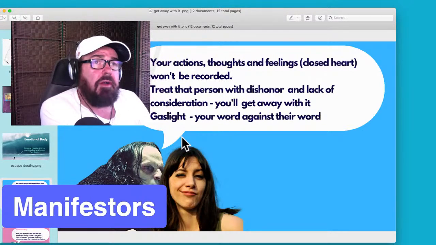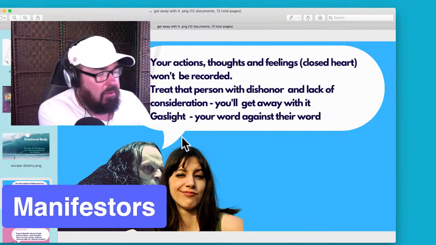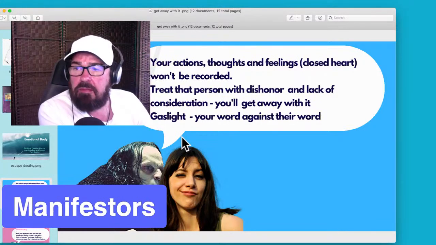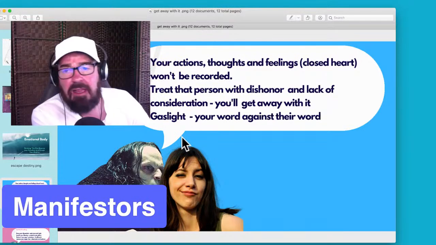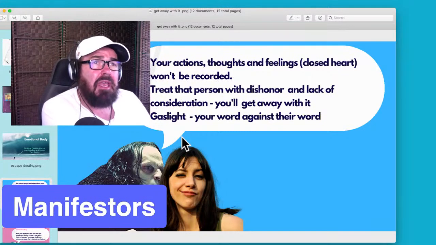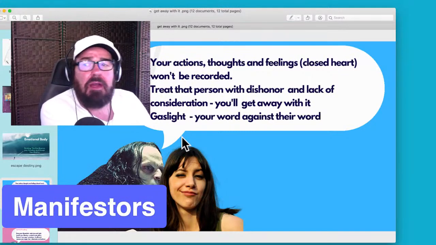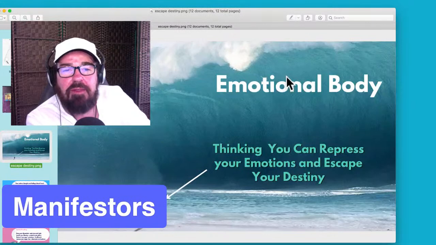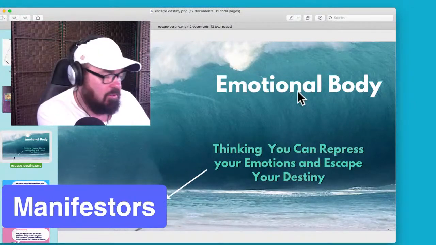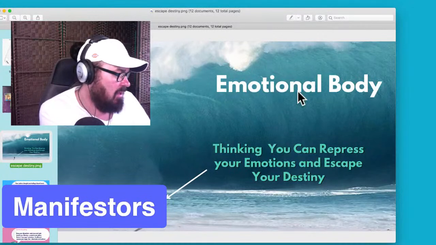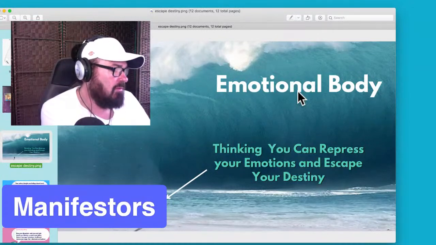So again, it's just about facing these fears, like the other types that I've been saying, is to go deep within. These are just fears that are coming up because they want to move. Because clearly life wants you to be happy, right? But you can't be happy when you're trying to repress your fears, thinking you can repress your emotions and escape your destiny.